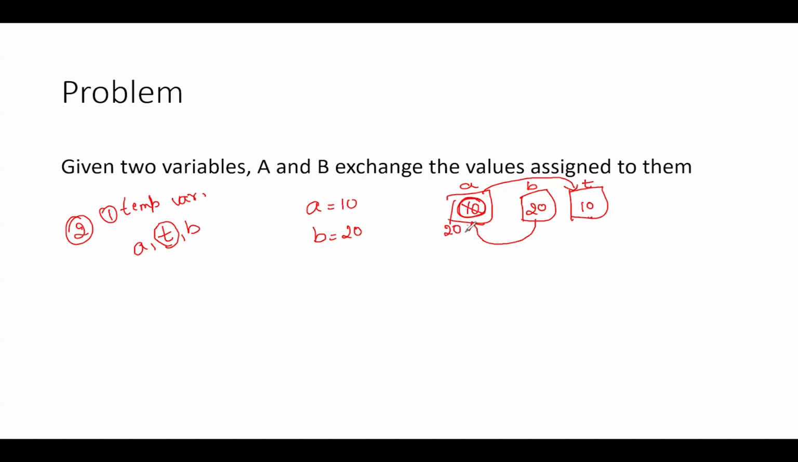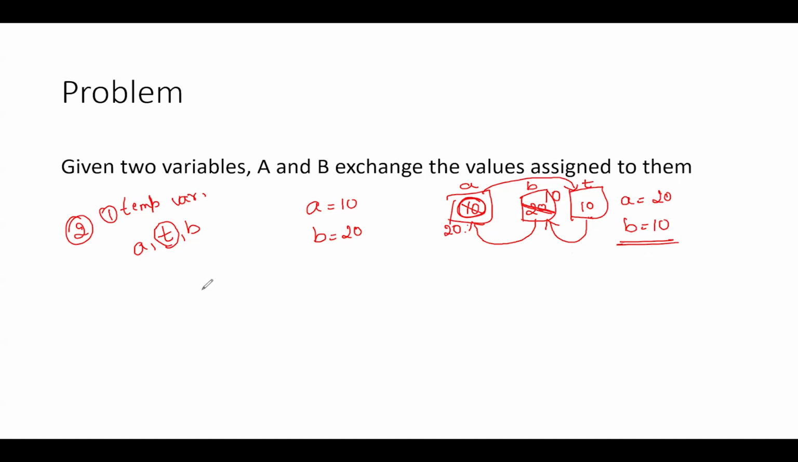Now that A has the value of B, I don't need the old value of B. I can overwrite it with the value of temp. Whatever value of A we stored in temp, I can rewrite it into B. By doing this, using a third variable, when I print the A and B values, I'll get A as 20 and B as 10. So this is the logic.